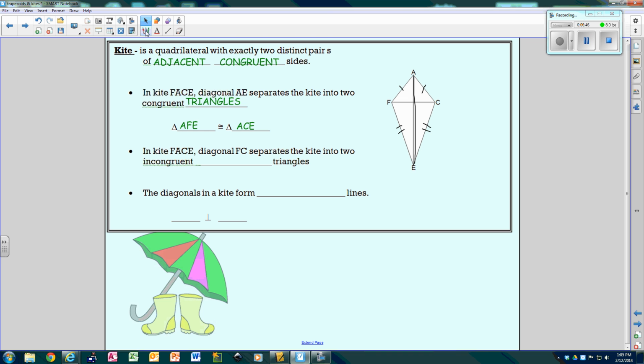All right, in kite FACE, FC, so the diagonal FC, so now we're going to look at this diagonal. Notice it separates the kite into a triangle on the top and a triangle on the bottom. And these 2 triangles are incongruent to each other, but they do form isosceles triangles.